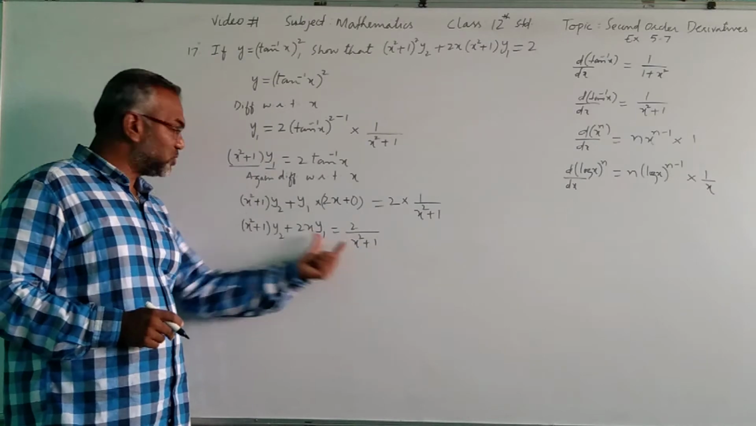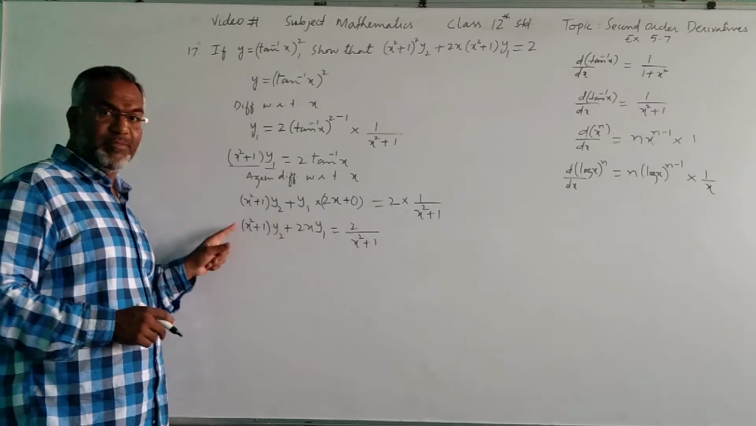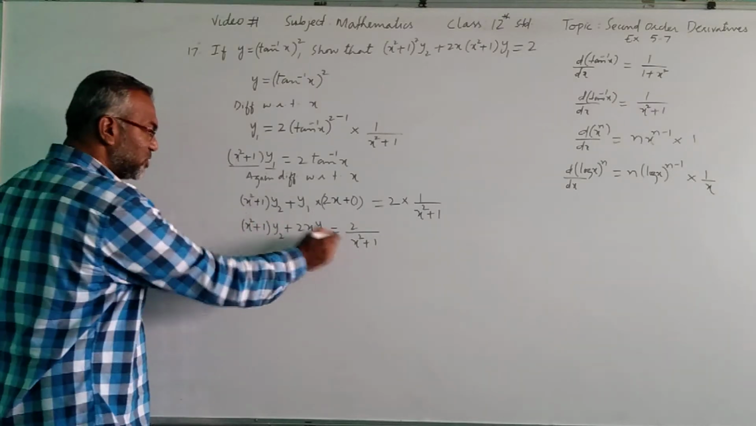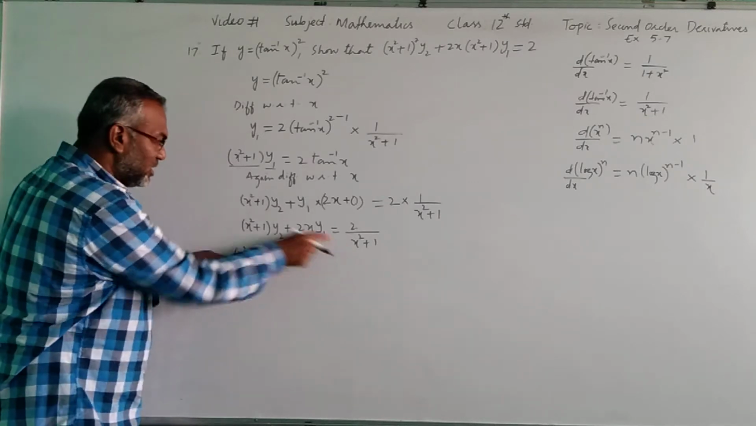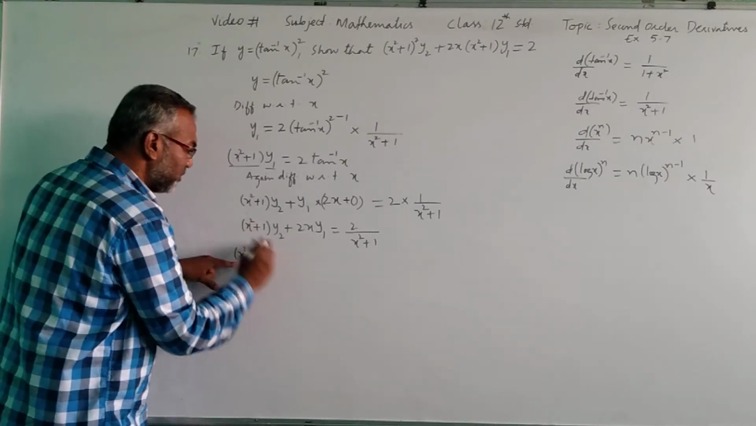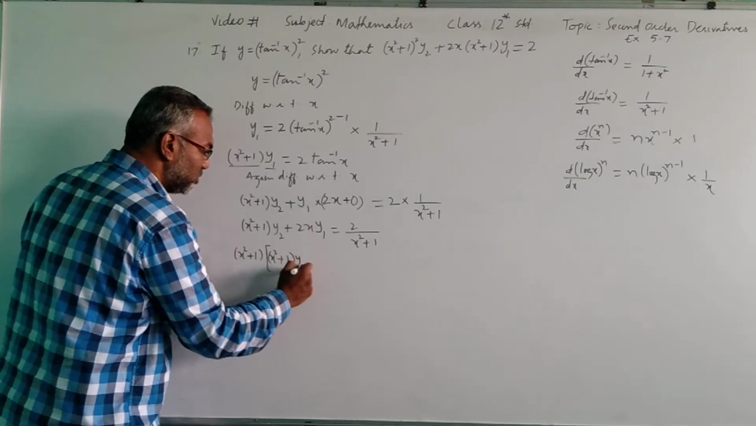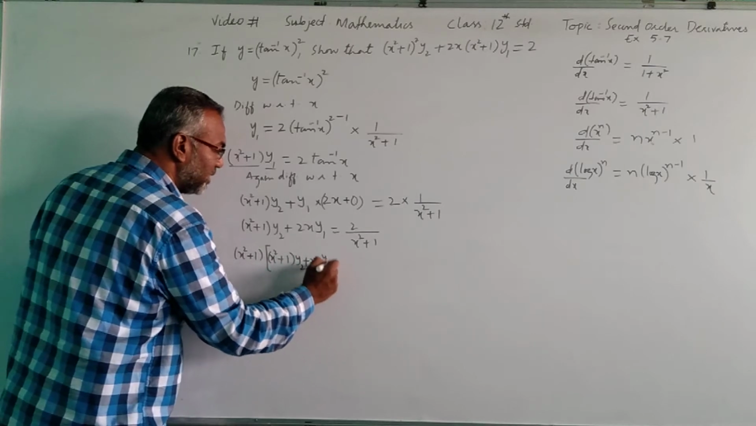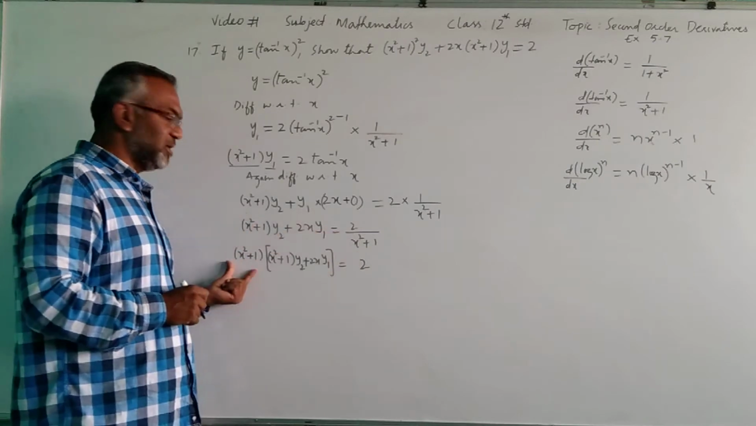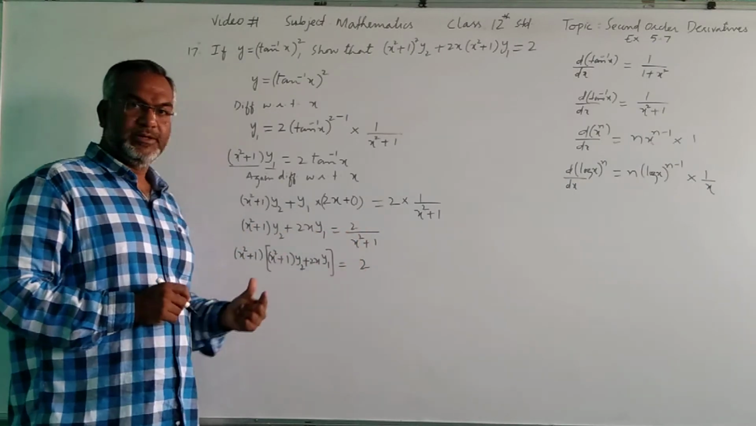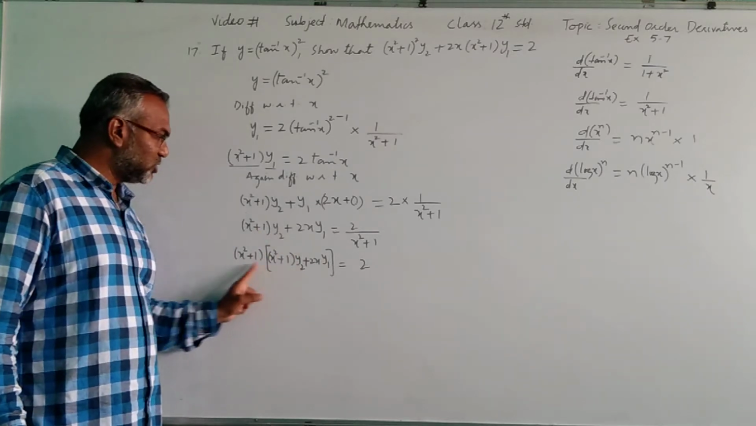Take this x square plus 1 to LHS. This x square plus 1 will multiply with this all. So it becomes x square plus 1, this x square plus 1 I have taken here, into this one. X square plus 1 y2 plus 2x y1 is equal to, what is left here? 2 only, because this we have transferred here. So 2 is left only. Now, this will multiply to both terms.